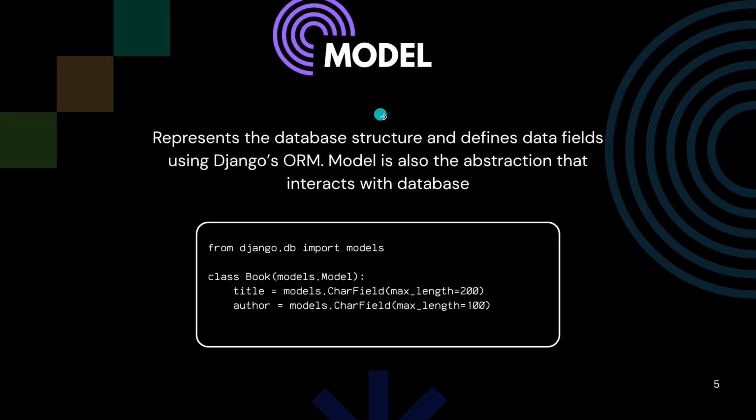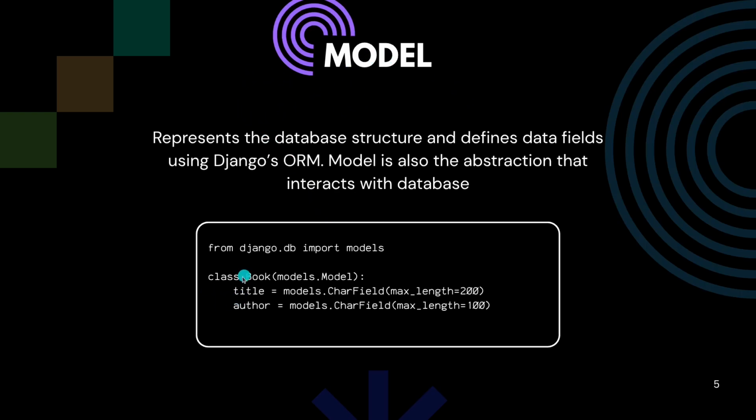Model. It represents the data structure and defines data fields in the database table. It uses Django ORM. Model also represents the abstraction that interacts with the database. Instead of writing raw SQL, you will use Python to access data from the database. Django handles the SQL and all the sanitation work that you need to do before sending a query. In this way, it prevents SQL injections.